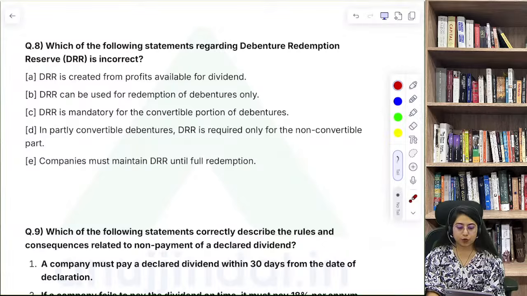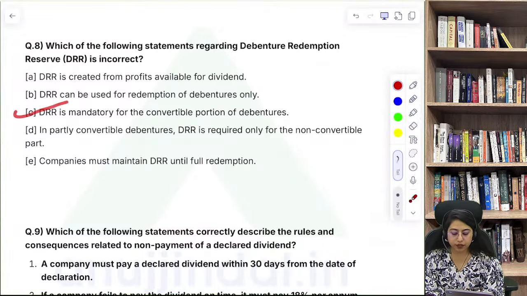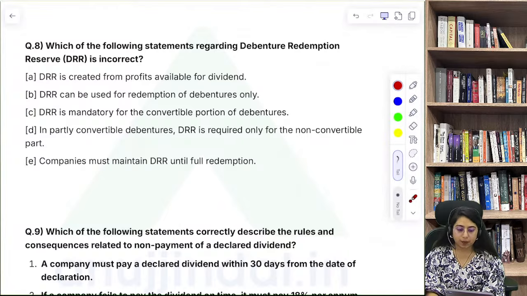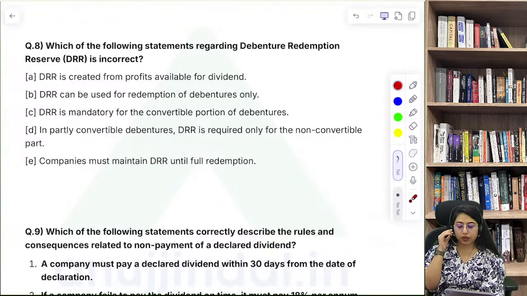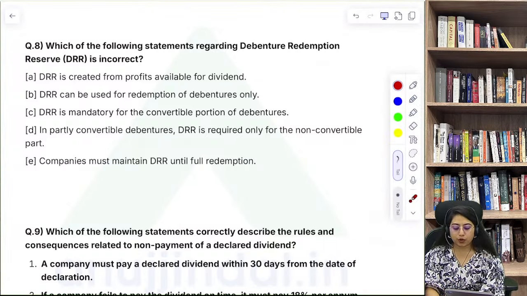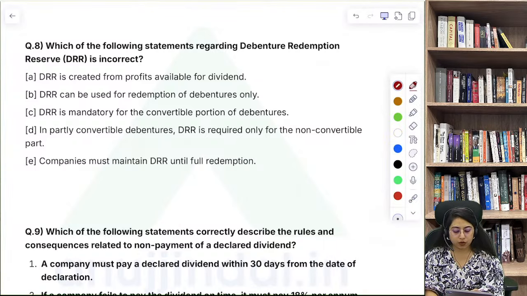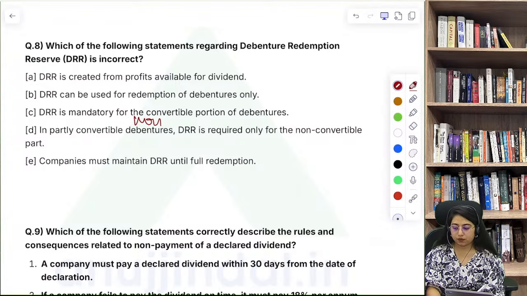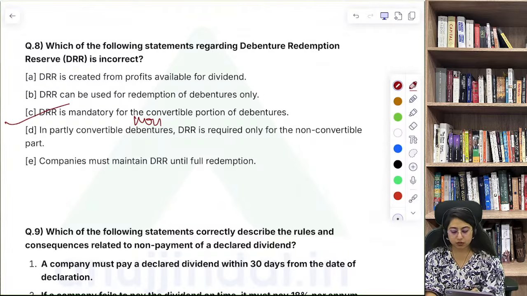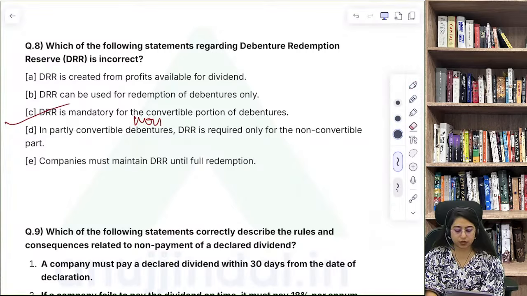So option number C is incorrect over here because DRR applies only to the non-convertible portion of the debentures. Absolutely, Kajal, you're correct over here. Correct. DRR applies only to the non-convertible portion of the partly convertible debentures. Very good, Kajal. So C is the incorrect option here. Therefore, it's the wrong answer.